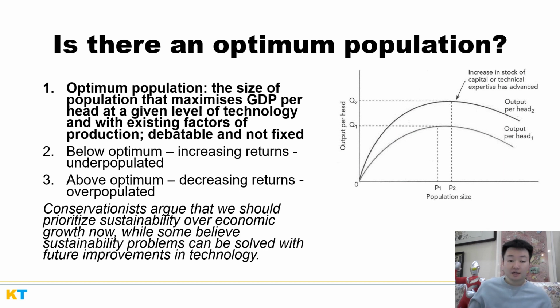There's an idea by conservationists, who are people that value sustainability in the environment. They argue that we should prioritize sustainability over economic growth. But there are others who believe sustainability problems can be solved with future improvements in technology. An example of that might be the move from petrol cars to electric cars.